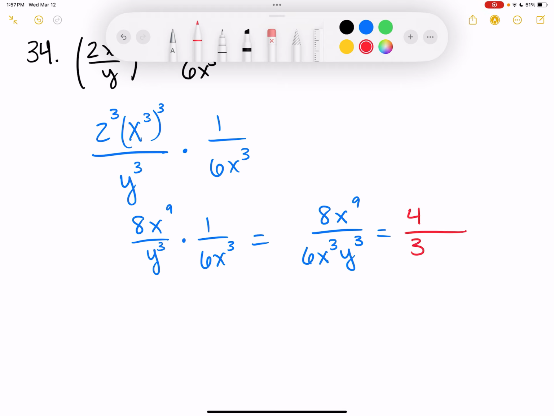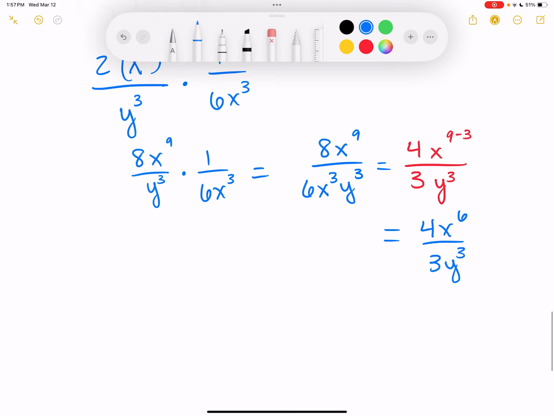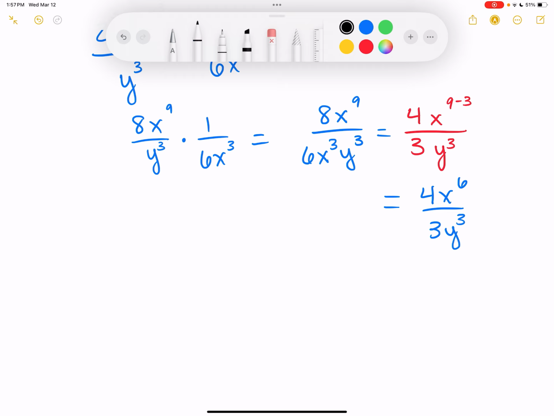Okay, now on top, I can do x to the 9 minus 3, and the y cubed stays down here. So my final answer then is 4x to the 6th over 3y cubed. Yes. Okay, I get that. All right, then try this last one on your own. Well, it's not actually the last one, but the last one in this little part. We're doing more after that.